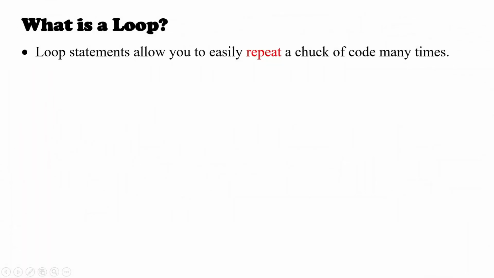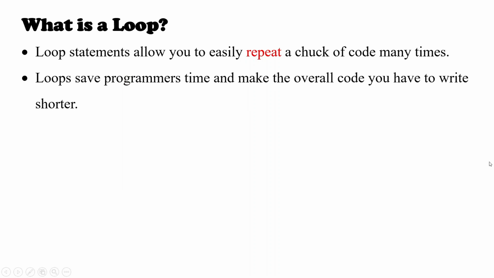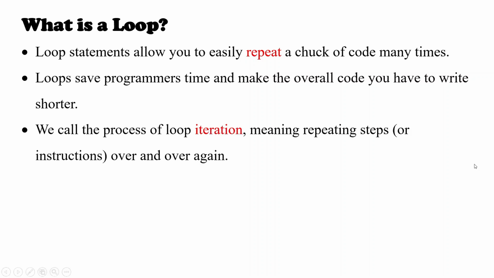So let's first talk about what a loop is. Loop statements, when they're used in our code, allow us to repeat a piece of code many times. Essentially, it allows us to save time as programmers if we can take a task and write it in a loop, knowing that it's going to repeat a certain number of times. It does make the overall code we have to write shorter. We call the process of using a loop iteration, and that means just repeating steps or repeating instructions over and over again.